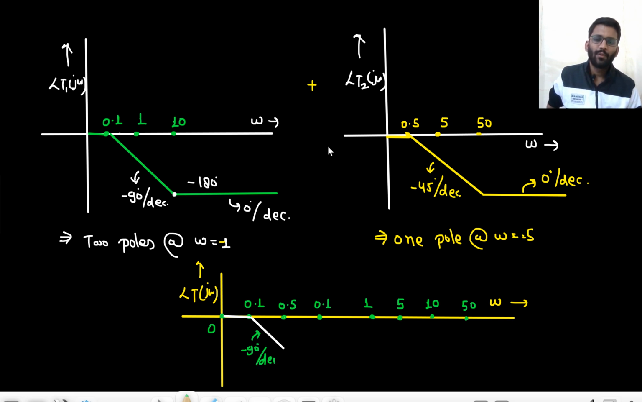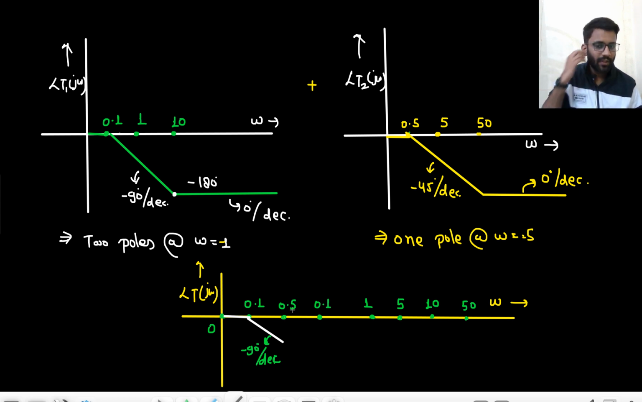Now from 0.5 to 1. From 0.5 to 1 we are going. So here I am having minus 90 and here I am having minus 45. From 0.5 to 1, 1 will be somewhere here. So minus 90 plus minus 45, that would be minus 135. So it would be somewhat better than this. I can change this slope. This slope is like this only, just to make a better diagram I am doing it. Okay, the slope is minus 90 degree per decade only.